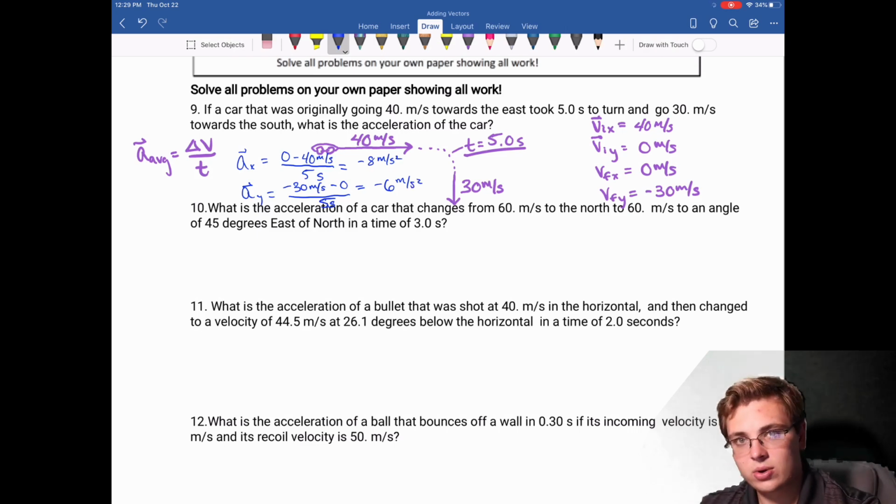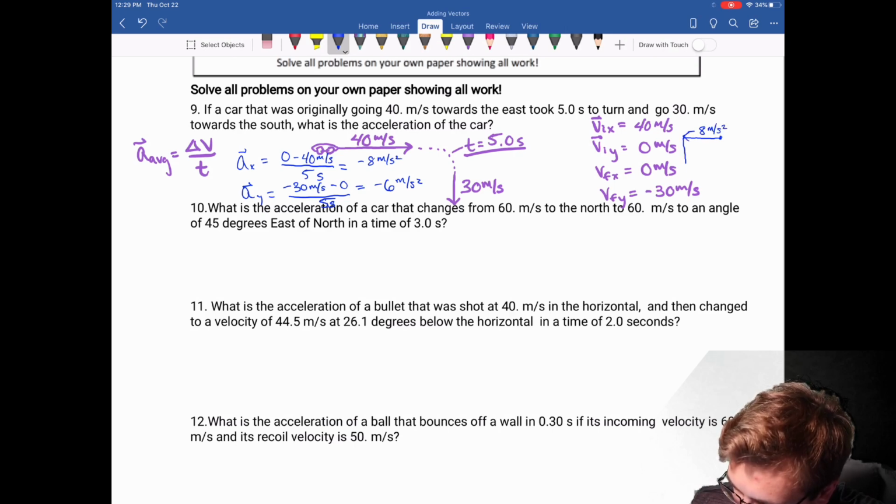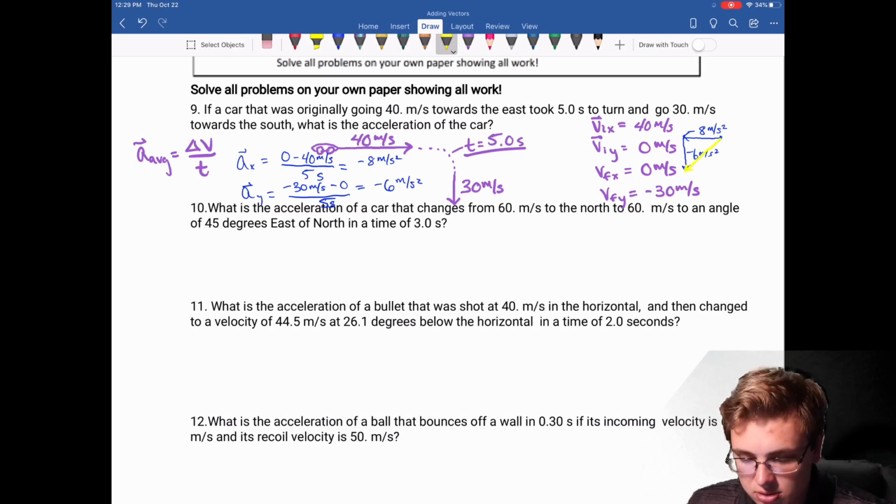Now with that, we can actually just draw ourselves a triangle. I'm going to draw it over here on the right hand side so it fits. We're going to start here. Now we go negative 8 meters per second squared. Then we go down 6, negative 6 meters per second squared. What we're actually going to be finding is this resultant. So that's what we're going to look for.